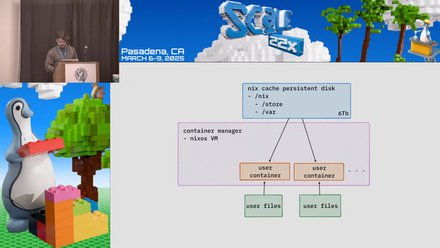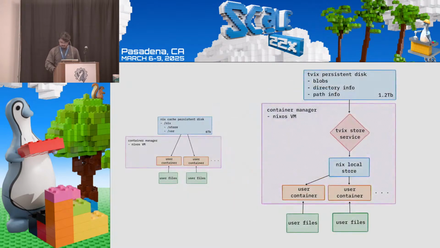So how does this change with Tvix? Okay, so this is a diagram of our new layout. We have all these Tvix blobs, directory info, and path info inside the persistent disk. It's a lot smaller than our previous persistent disk since it's content addressed. We have our container manager VM. This VM is now running Tvix store as a systemd service, and that's mounting and exposing through FUSE the Nix local store. So we have our blobs, directory, and path info running through the daemon, and that exposes our Nix local store.